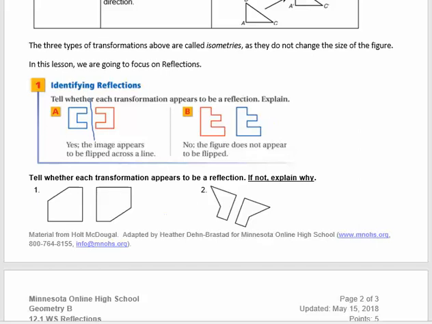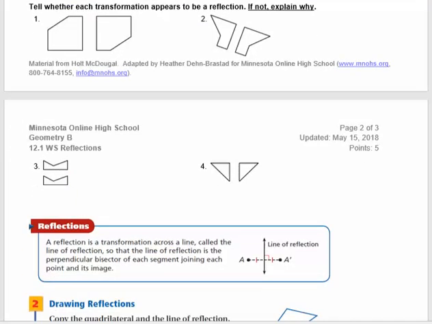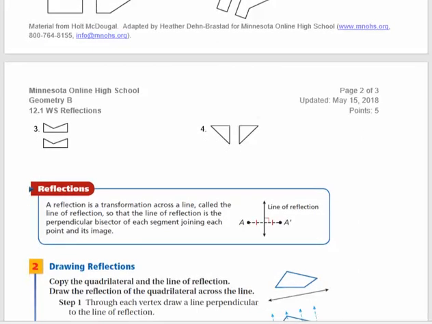So for the first few problems, you just have to answer yes or no. But if you say no, say why it's not a reflection. Like, for example, in number 3, I would say no. This figure does not appear to be flipped. It appears to be moved or translated instead. So just yes or no, and there's 2 no's, and you can say why they are not a reflection.